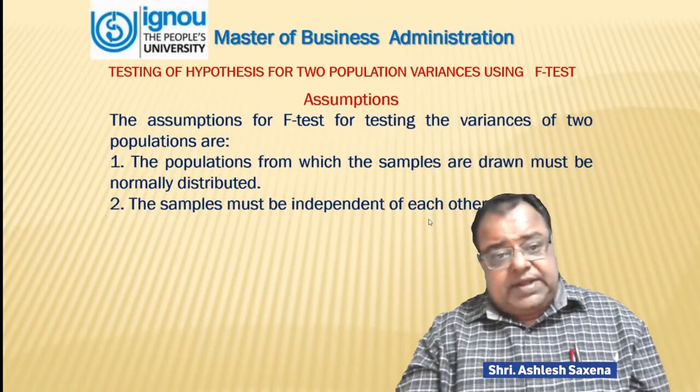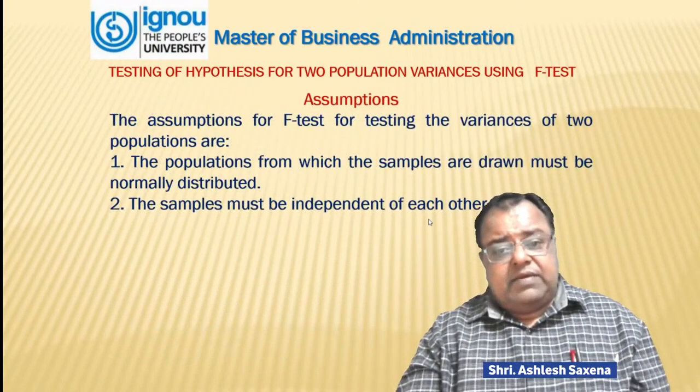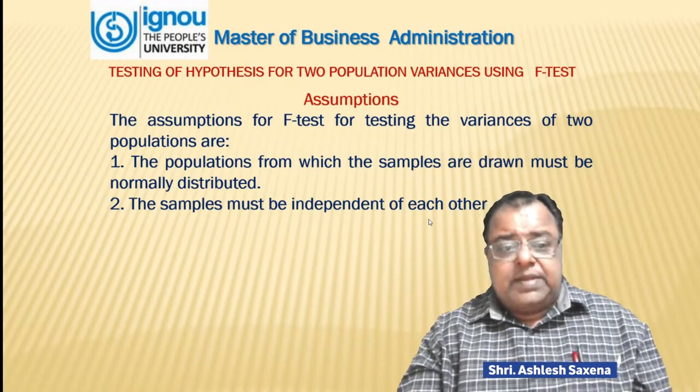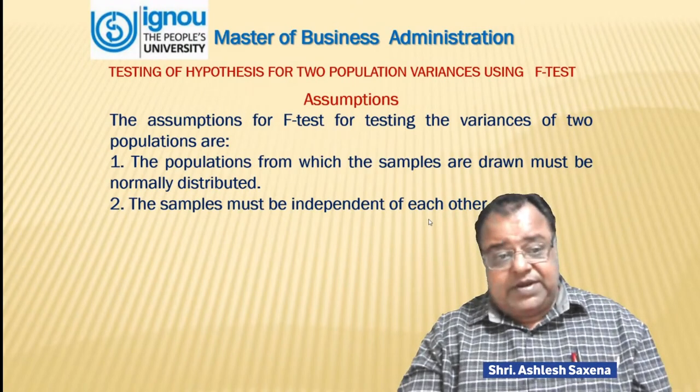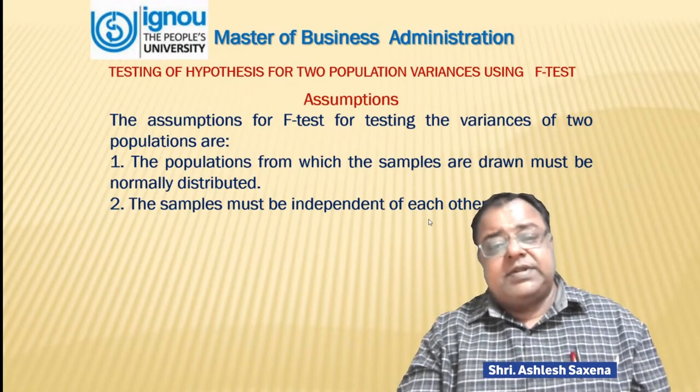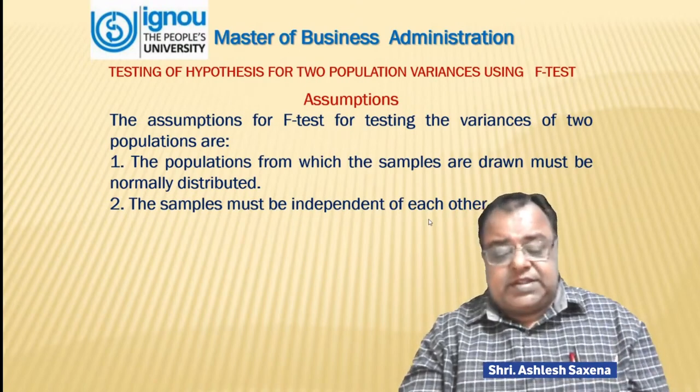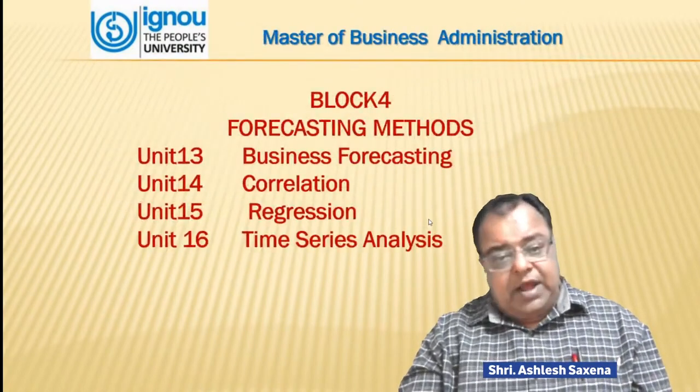What are the assumptions? The assumptions for F-test for testing the variances of two populations are: number one, the populations from which the samples are drawn must be normally distributed, and the samples must be independent of each other.